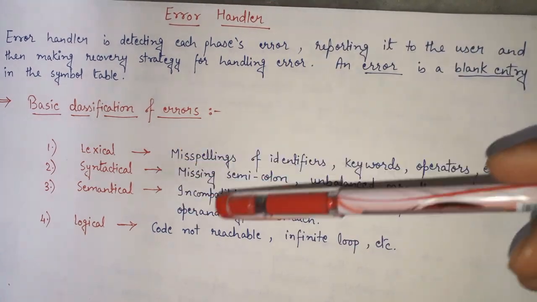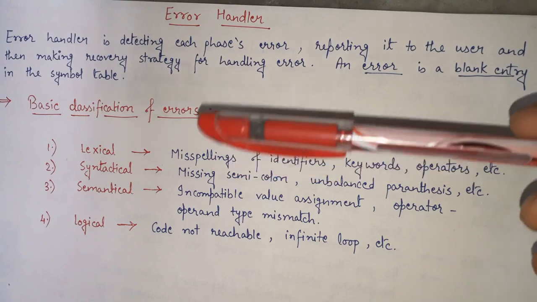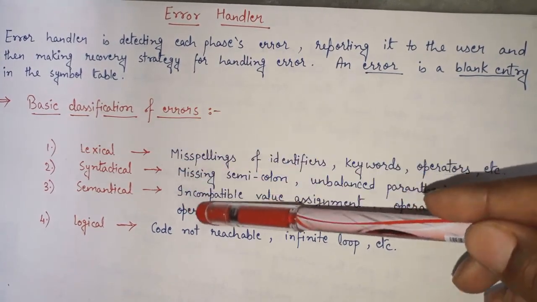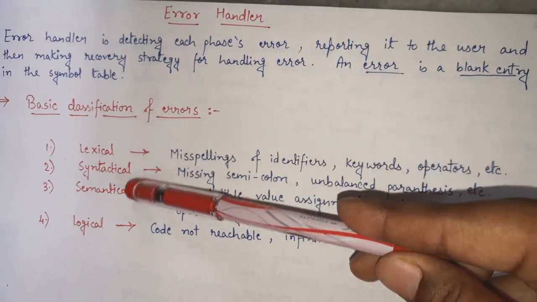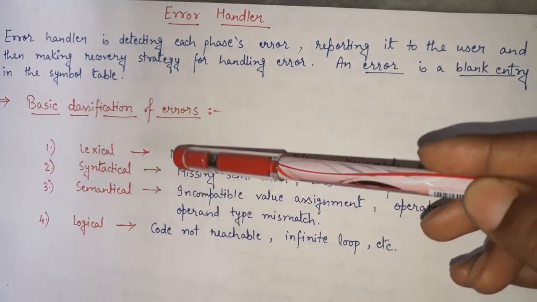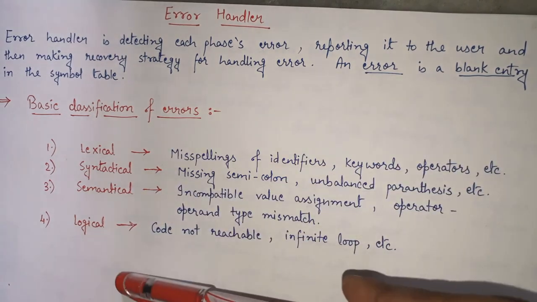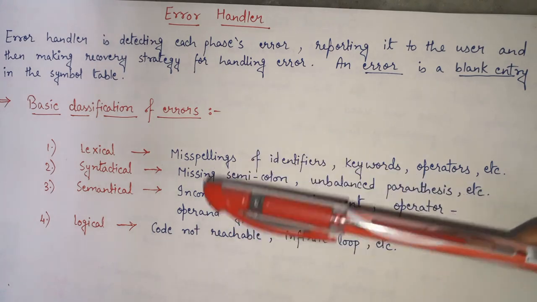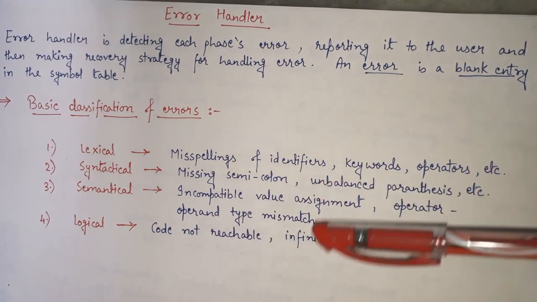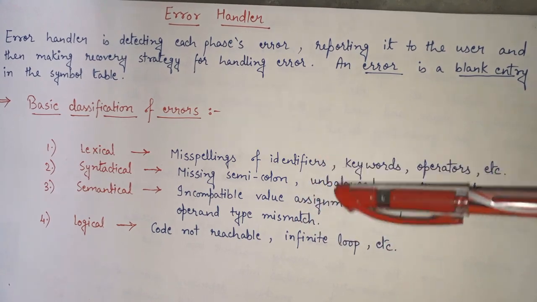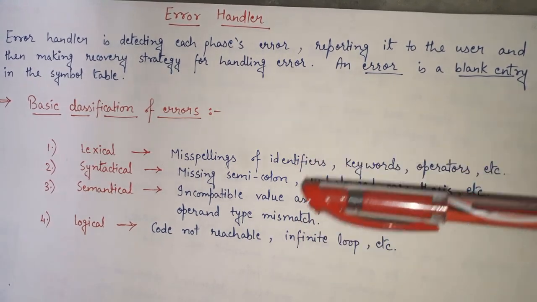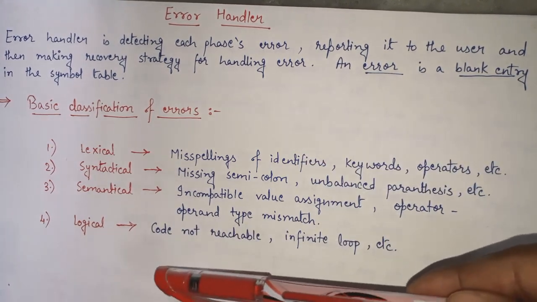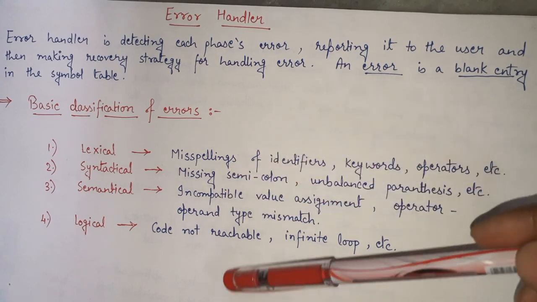Then the last one is logical. In simple words, we can consider that the specific errors that are not included in any of these three types can generally be included in the logical classification of error. What is logical? In case the code is not reachable, you have written some code that is not at all reachable, or you have written some code or some loop in such a way that it goes into an infinite loop, it is not ending at all, then such cases will be included in logical classification of errors. So these are the different types of error.